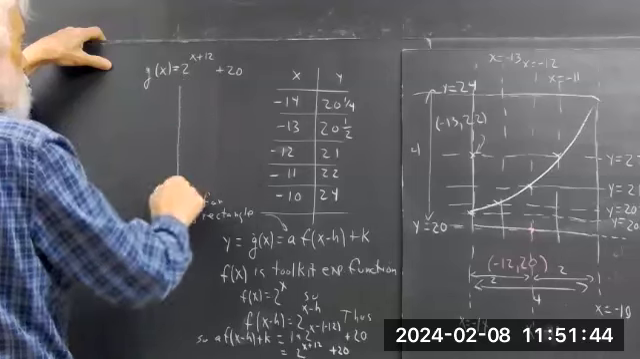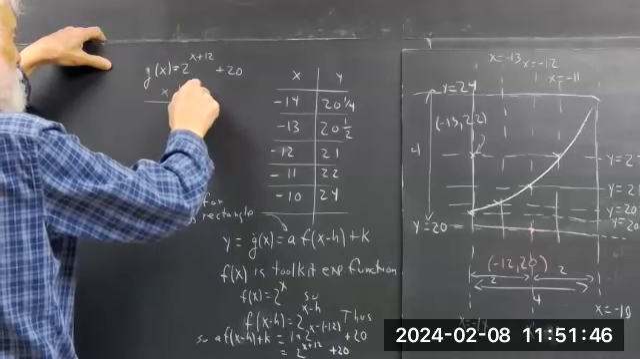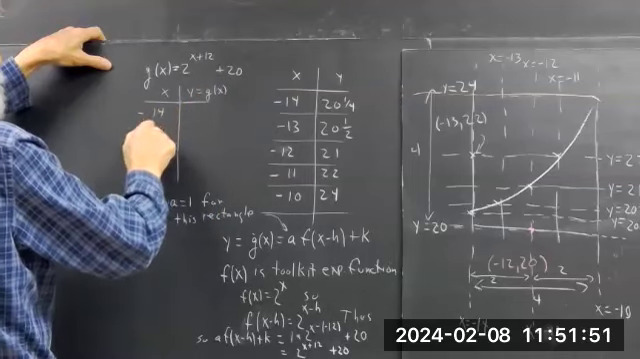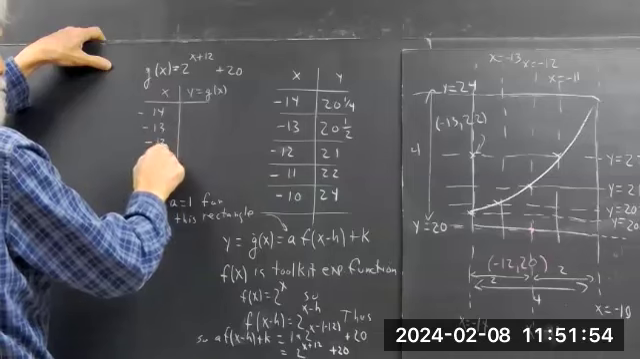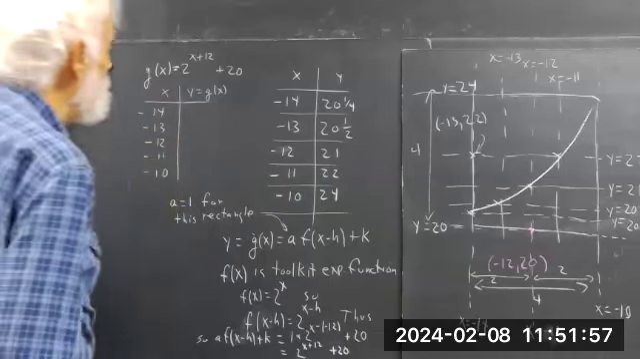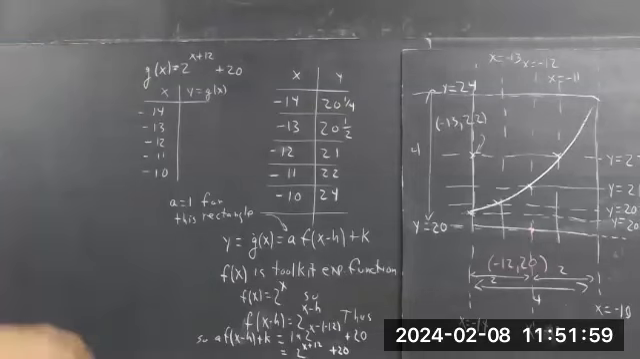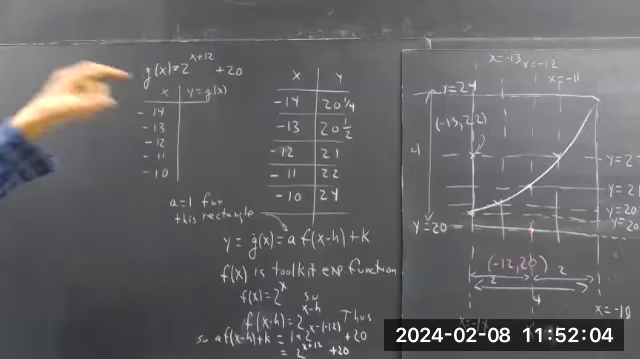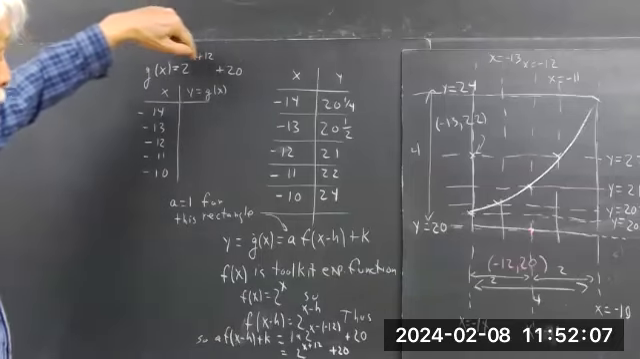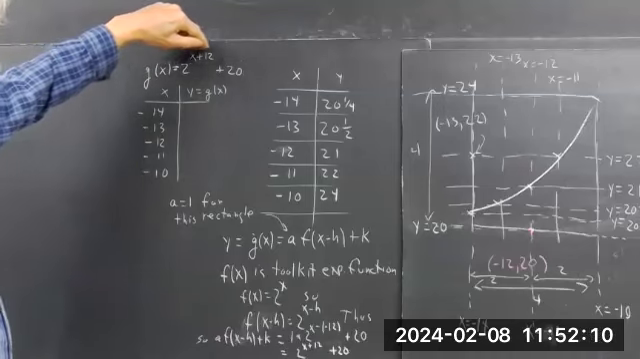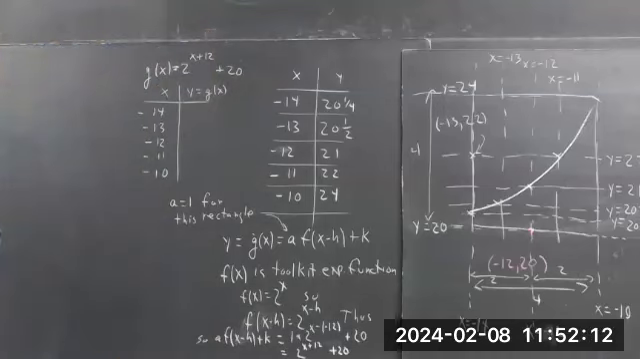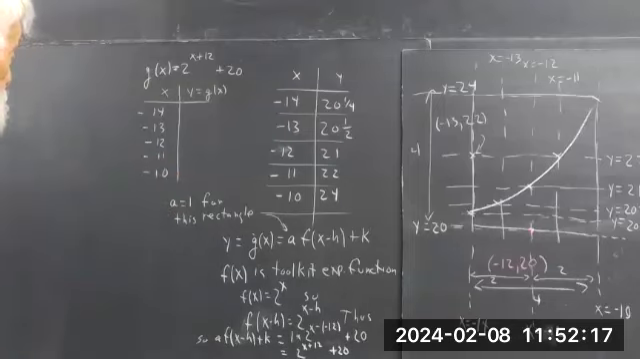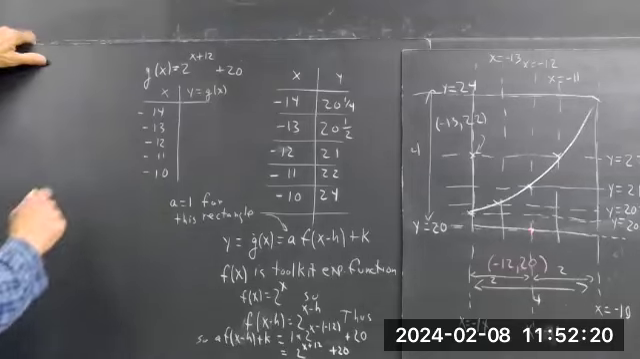Now you could make a table for g of x, using the numbers -14, -13, -12, -11, -10. Start with x equals -10. Write out this expression, g of x equals 2 to the x plus 12 plus 20. And then below that, write what you would get if x is -10.